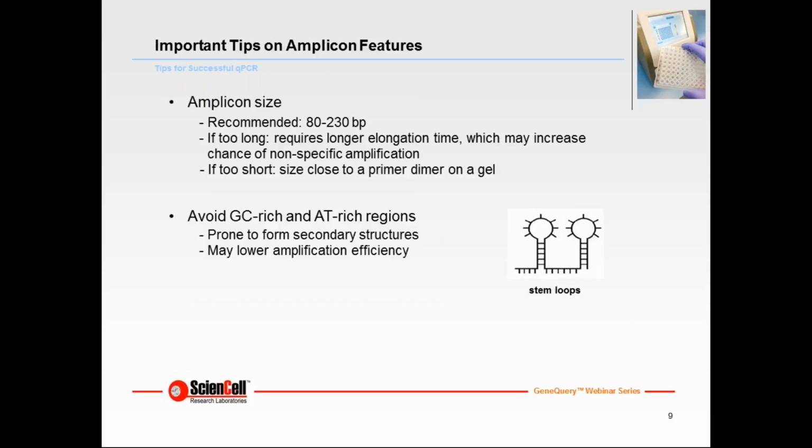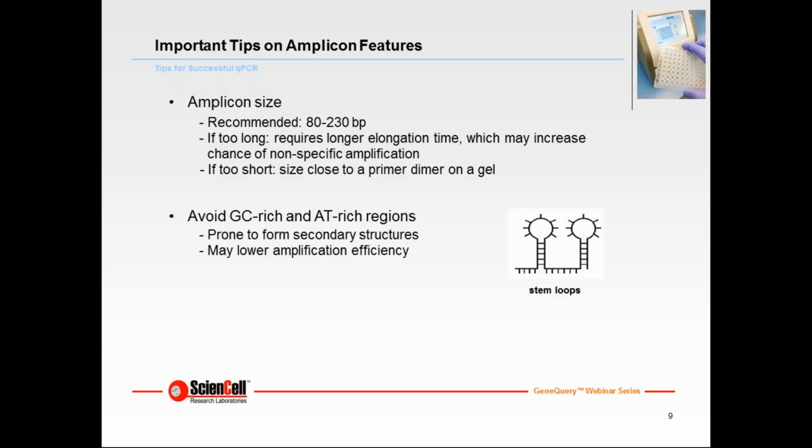Limiting the amplicon size to 80 to 230 base pairs can be employed for better specificity. If the amplicon size is too long, the PCR will require more time for elongation, which may increase the chance of nonspecific amplification. If too short, there will be no easy way other than sequencing your PCR product to tell if what you get is real or merely a primer dimer.